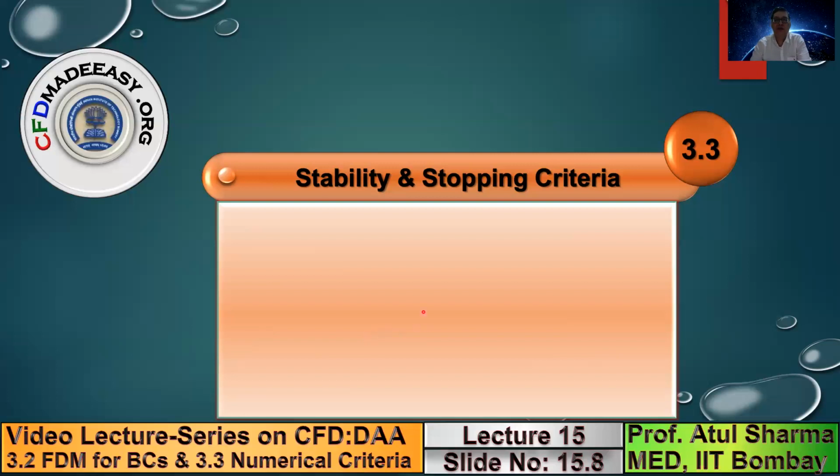You will not get a realistic solution. So there is a criterion which gives you the maximum time interval that you can use for an explicit method, and that will be presented in the stability criteria. Now the second criterion is the stopping criteria.